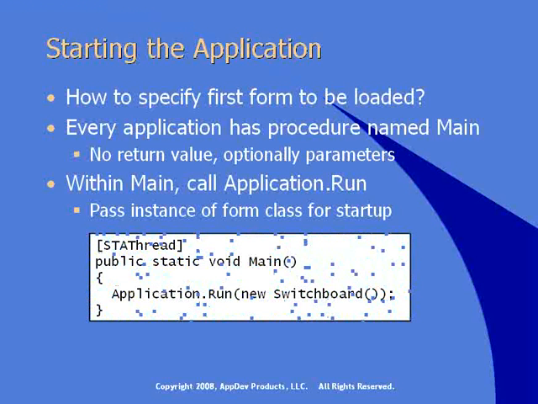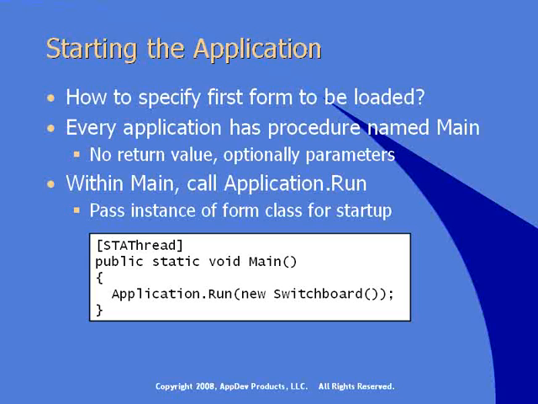The main procedure must be public and static, meaning that there's no need to create an instance of the class that contains it before calling the procedure. In addition, it must be void. It can't return a value back. It can either accept parameters or not. In this case, it doesn't. You call application.run, and you pass an instance of the form class you'd like to be displayed when the application starts up. In this case, that's switchboard.